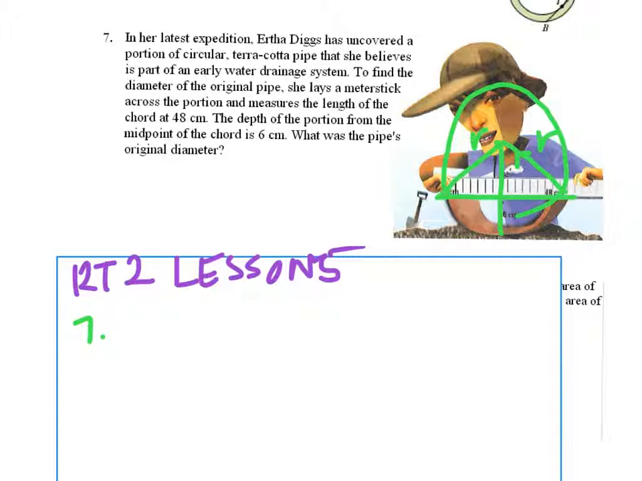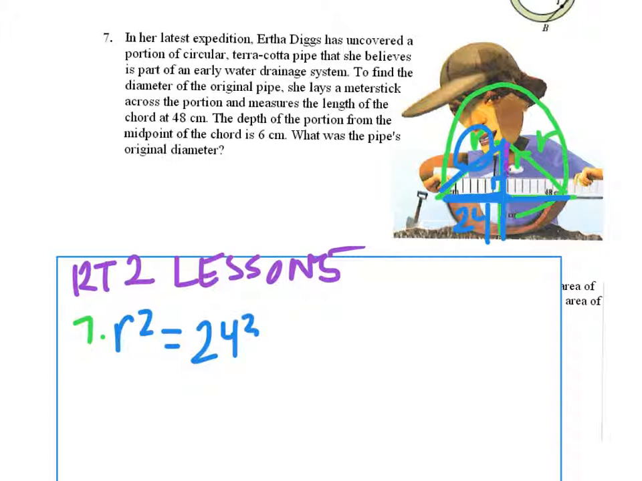So if I want to know the original diameter, I'm going to start by trying to find R, which is that. And I'm going to look at this triangle in R. I know that this is 90 degrees, so I know that R squared is C squared. I know that this whole thing was 48, but in an isosceles triangle, a perpendicular bisector is also, or that perpendicular is also a bisector. So I know that A will be 24 squared.